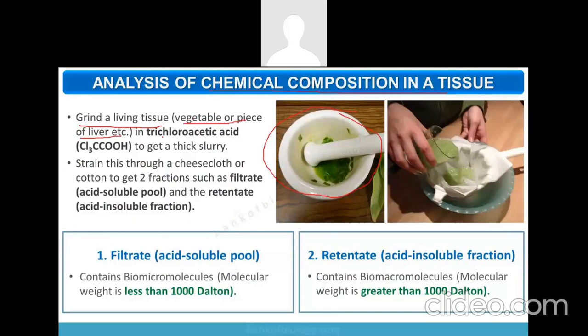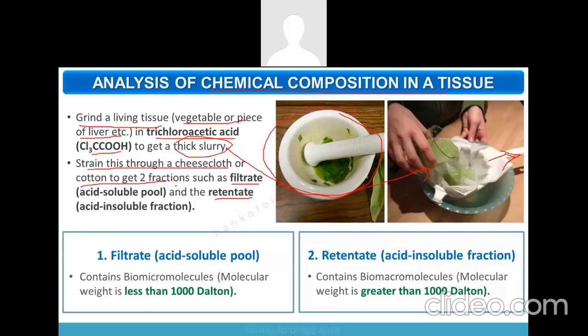And you will be grinding this with the help of trichloroacetic acid. When you completely grind it with trichloroacetic acid, you get a slurry, and a slurry is this. You'll be getting a substance like this. When we strain this, that is, filter this through a cheesecloth, which I'm marking here, the one which is used for making cheese, or cotton, we will get two fractions. One is the filtrate and the other one is the retentate.